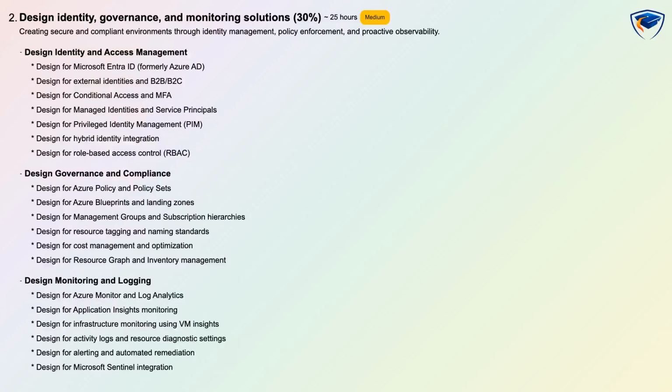The second domain is Design Identity, Governance, and Monitoring Solutions and it also carries 30% of the exam weight. Its focus is creating secure and compliant environments through identity management, policy enforcement, and proactive observability. Difficulty is medium. Estimated learning time is 25 hours, and the assessment type is scenario-based.